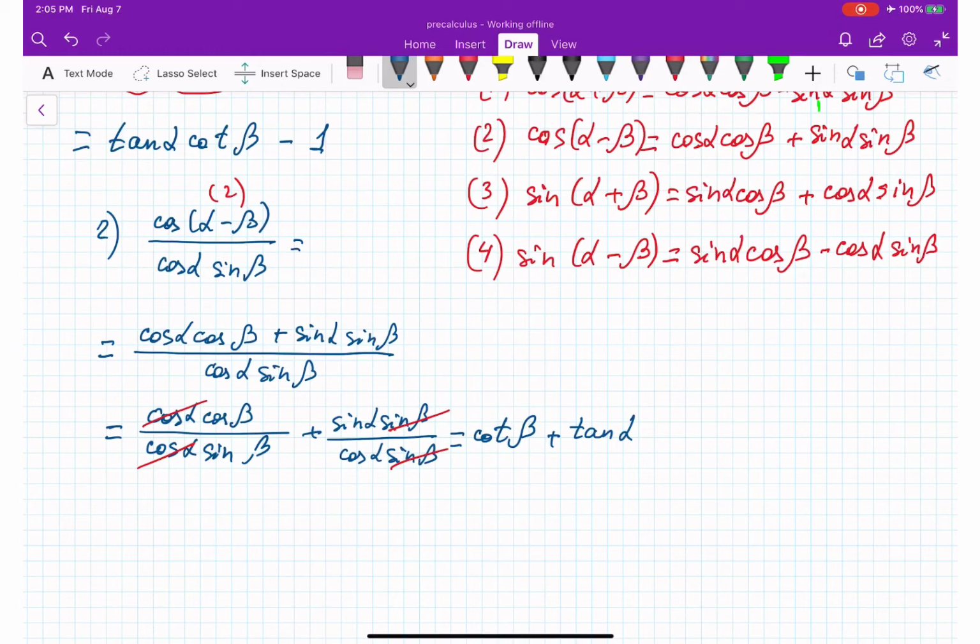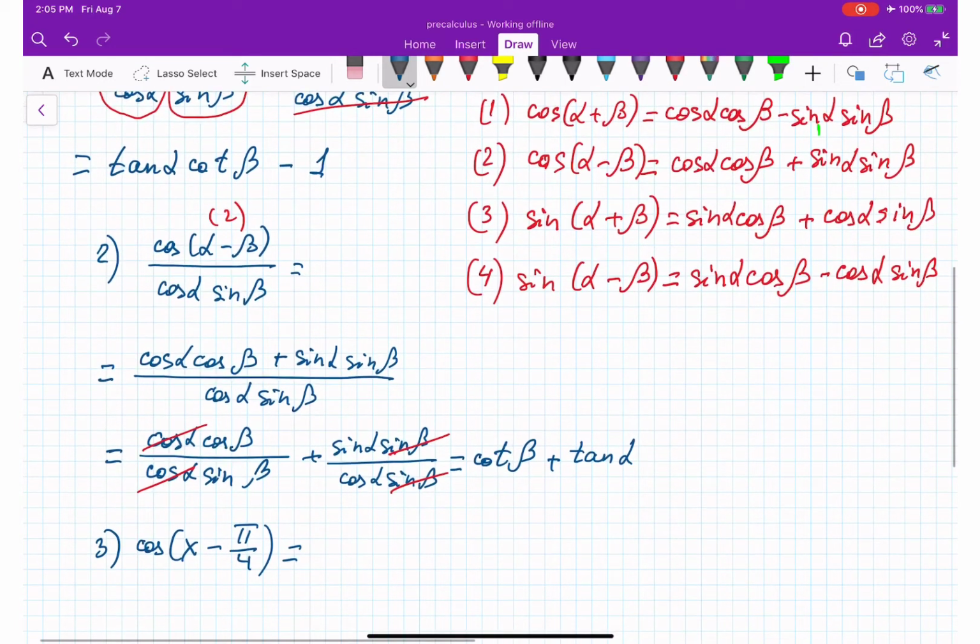Next one, it's going to be number 3, cosine of x minus pi over 4. Okay, so x minus pi over 4, that's going to be formula 2, right? Alpha minus beta.